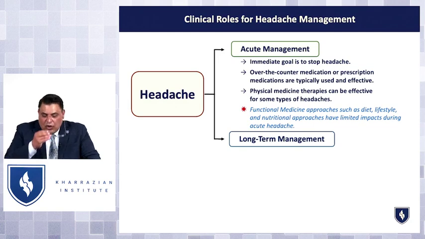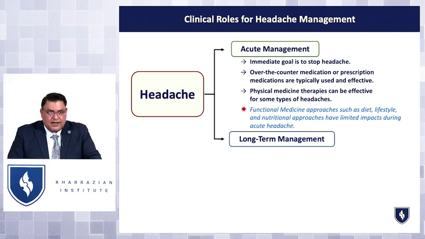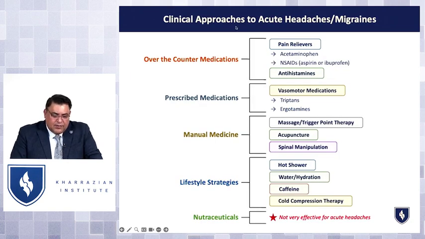Functional medicine comes in for long-term management, chronic care, and recurring headaches. That's where you really have to figure out what the mechanisms are. For people that have acute headaches, the typical things are pain relievers like acetaminophen and NSAIDs, even prescribed medications like triptans and ergotamines for people that have migraines, and antihistamines, whether natural like quercetin or over-the-counter. Manual medicine like trigger point therapy, massage, acupuncture, spinal manipulation, and lifestyle strategies like a hot shower, hydration, caffeine, and cold compression therapy. Nutraceuticals are not very effective in acute headaches.